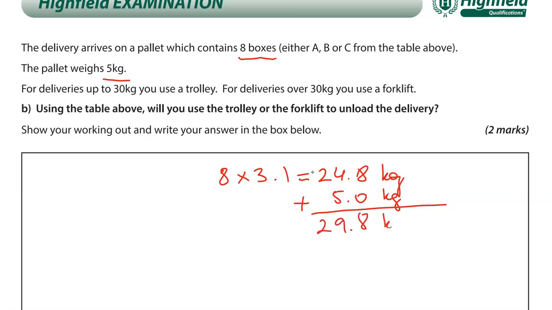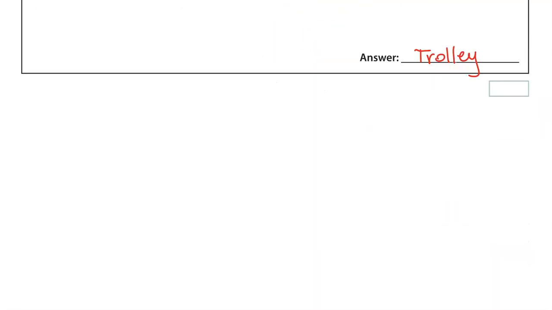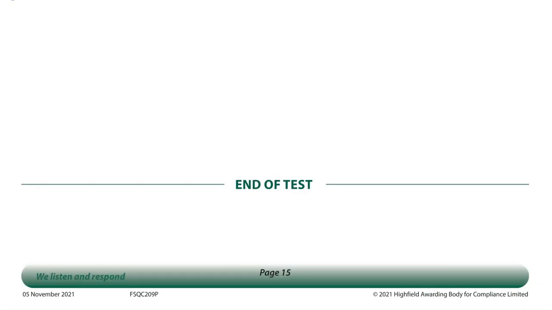gives us 29.8 kilograms, which is less than 30. So the rest of the boxes, they weigh less, so this is the maximum basically, and the maximum is under 30. So using a trolley, that's the decision. And this is the end of the paper.